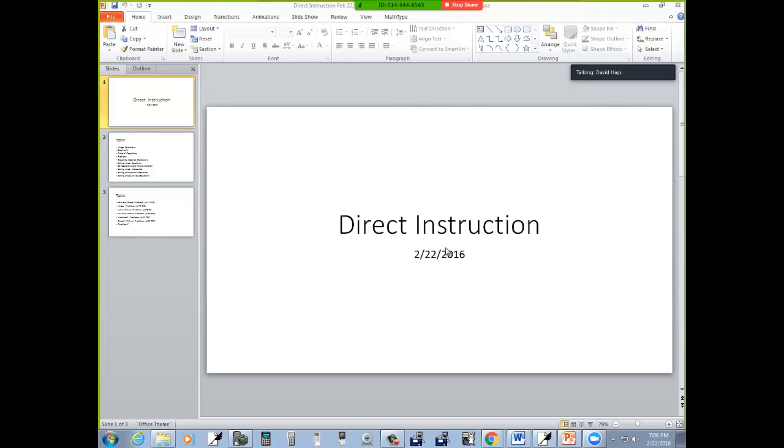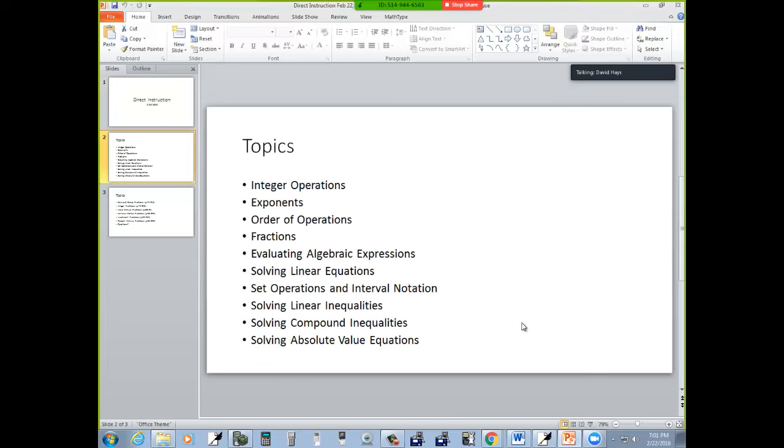And this is our direct instruction for February 22nd. Now we're going to cover various topics. Part of this I'll be working problems on my tablet, and part of it I'll be typing up into a Word document. This Word document I will send out to everybody, so you don't need to write that down. And then, like I said, the video will be out there too.